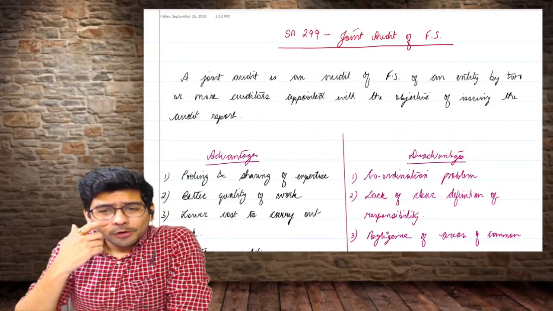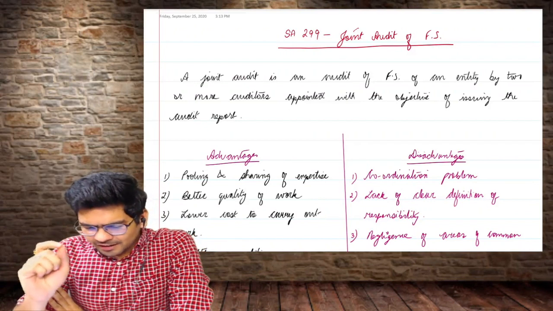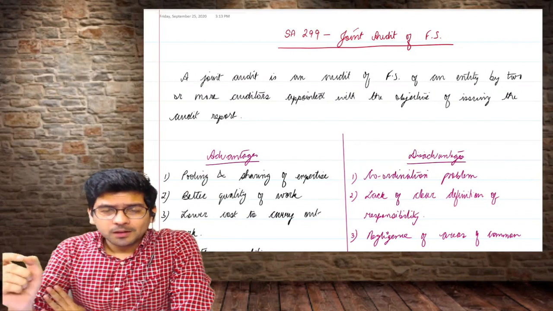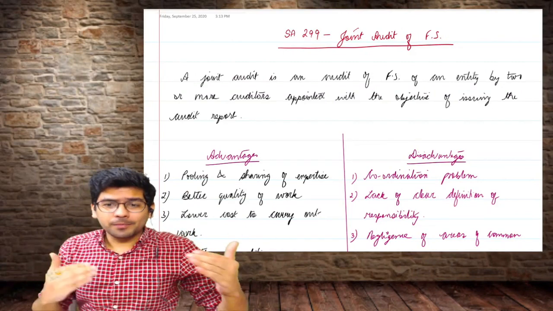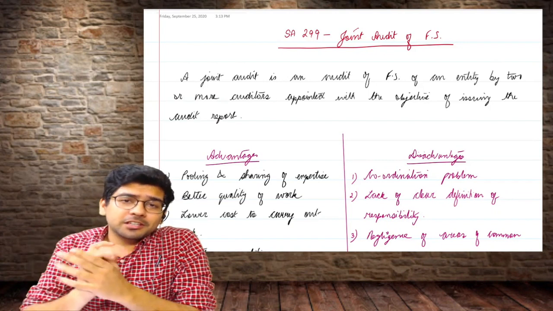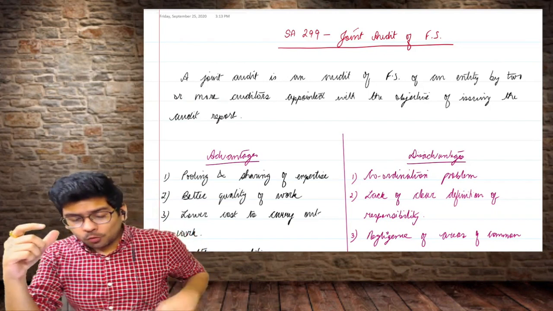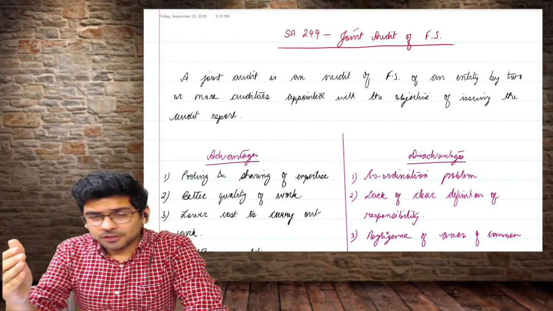Alright, so we are going to cover one more standard here, a very small standard, SA 299. This is not given in your printed material, so we are just going to cover it from here. Joint audit of financial statements. Now what do you mean by joint audit? Let us first understand this.